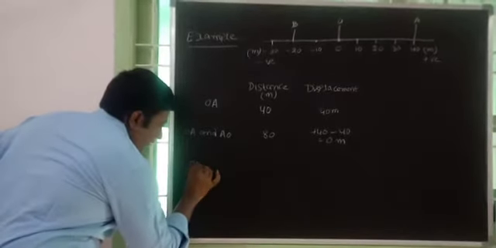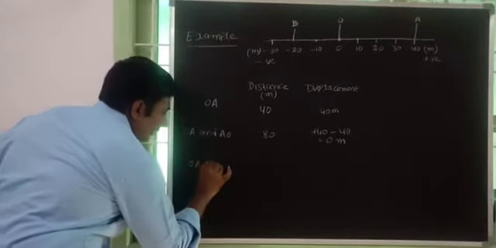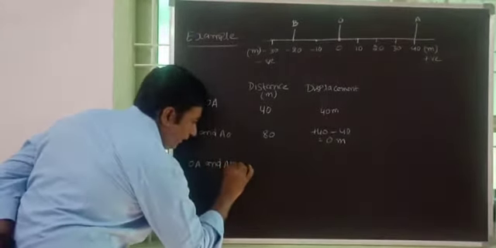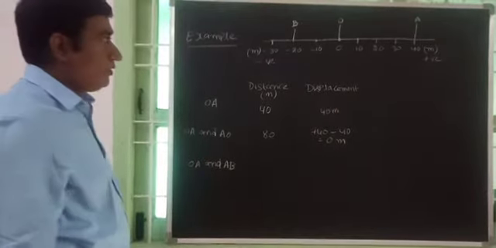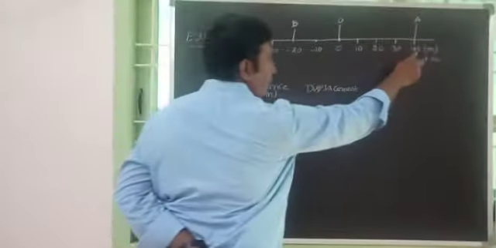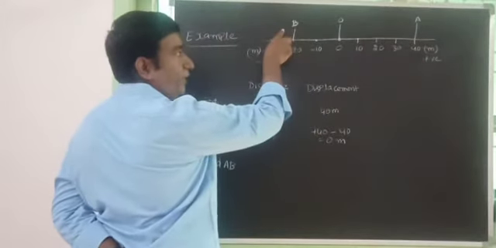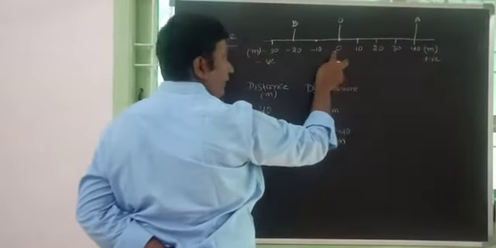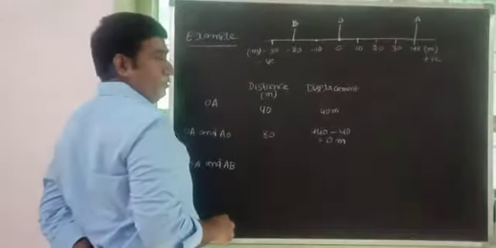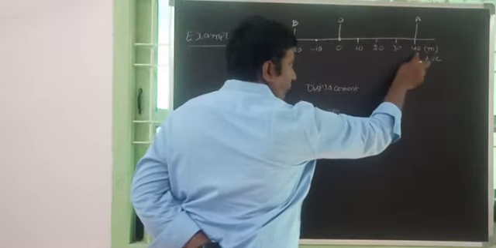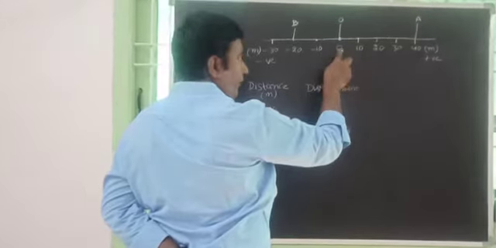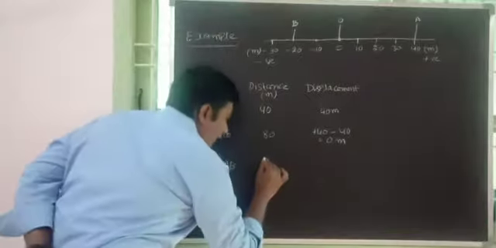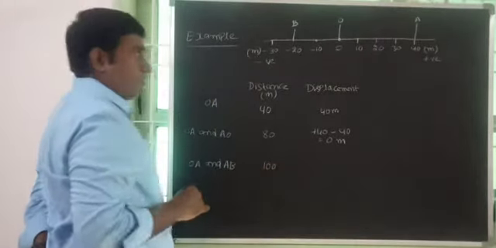In the third case, it has moved from O to A, and then A to B. In such a case, how can we explain? O to A is 40, and A to B, directly with the help of this, from here to here is 40. 40 plus 40 is 80, plus 20. Here we are not concerned with the sign. So we get 100 meters.